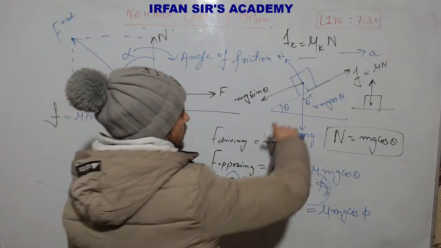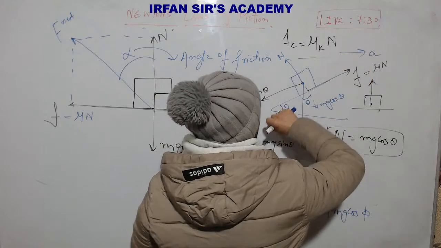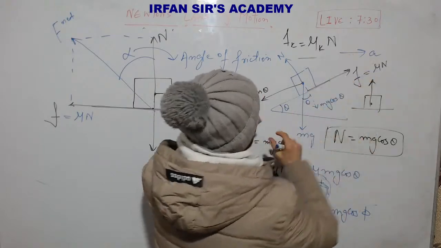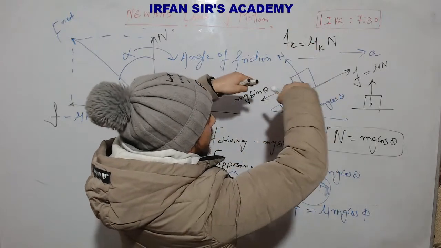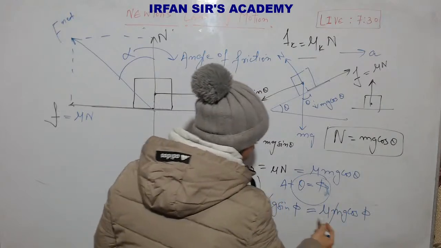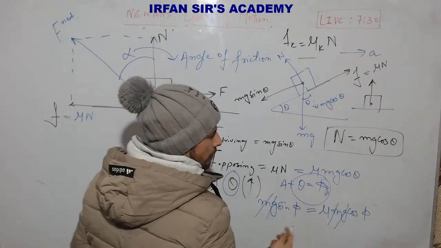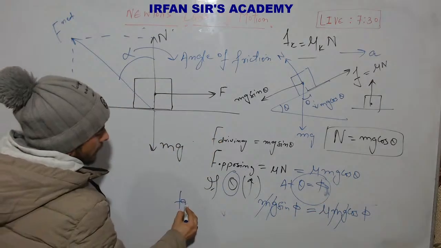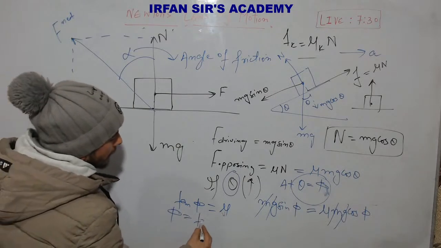In the first case this was greater, suppose it is greater. If it is greater, a body will try to move in this direction, but when you increase theta, this will increase, this will decrease. At a stage these two forces will be equal. m and m will cancel out, g and g will cancel out. What is sine phi by cos phi? It is tan phi. Tan phi will be equal to mu, phi will be equal to tan inverse mu.